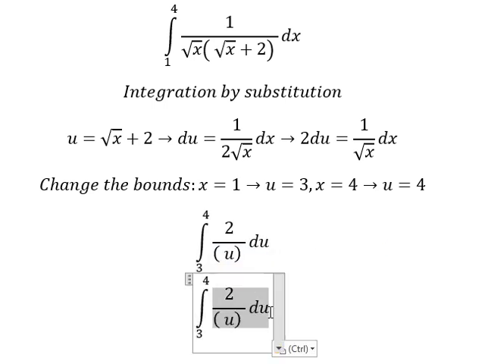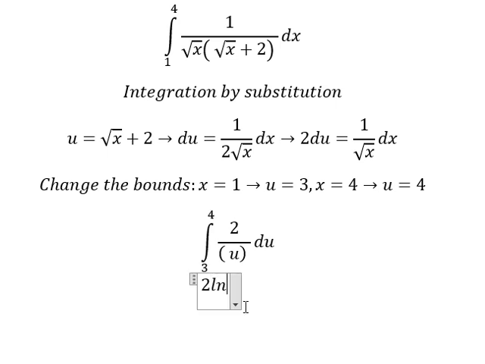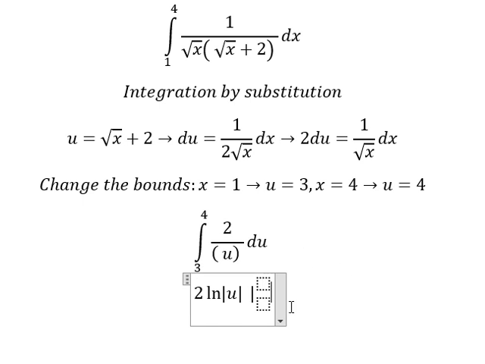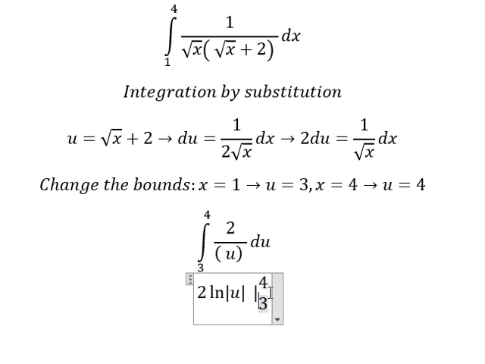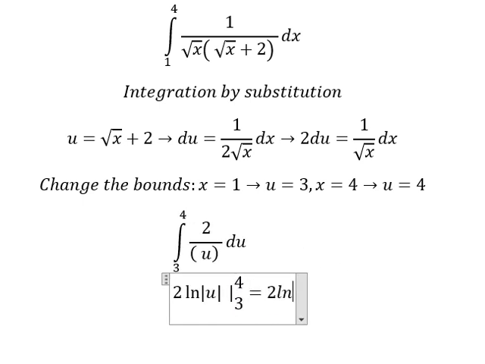So the integration of this one, we have 2 ln of the absolute value of u, and we put the bounds from 3 to 4. And now we have the final answer.